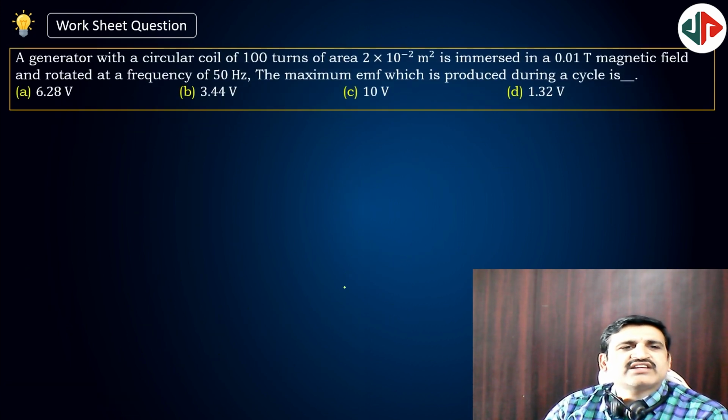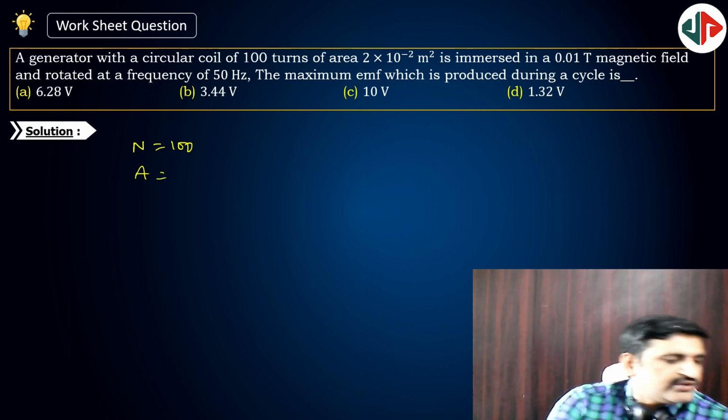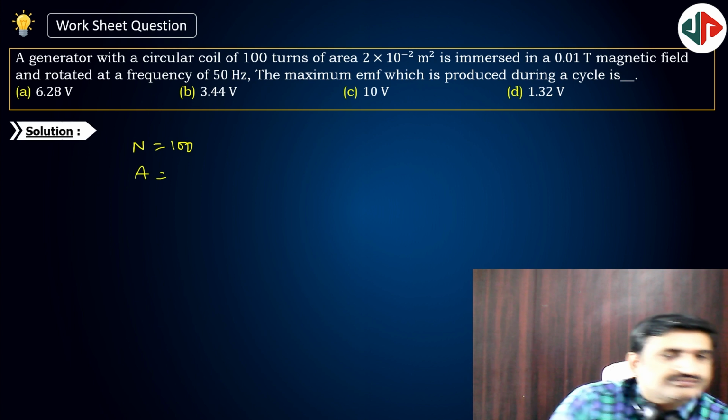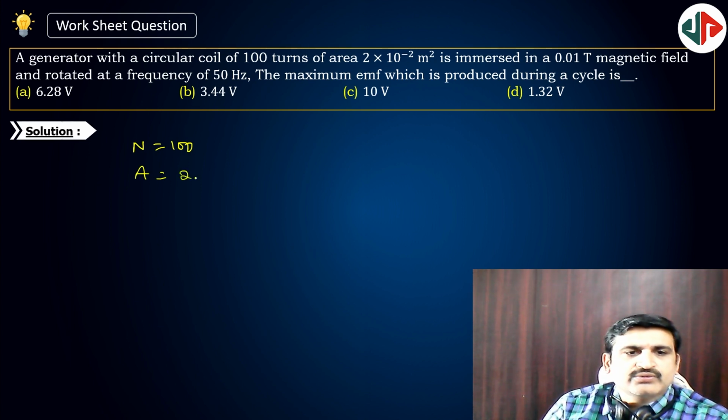A generator with a circular coil of 100 turns. N is equal to 100 turns, of area A is equal to 2 into 10 to the power of minus 2 meter square only, and immersed in B is equal to 0.01 Tesla magnetic field and rotated at a frequency F is equal to 50 Hertz.